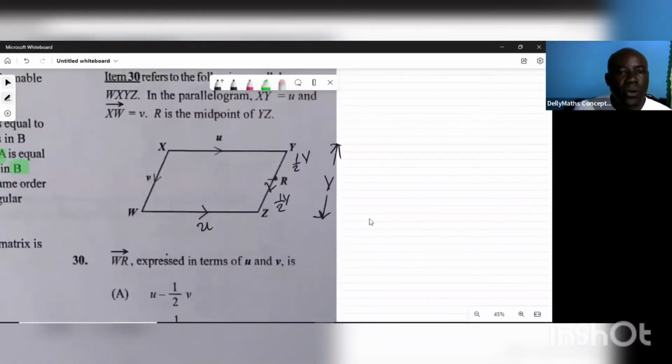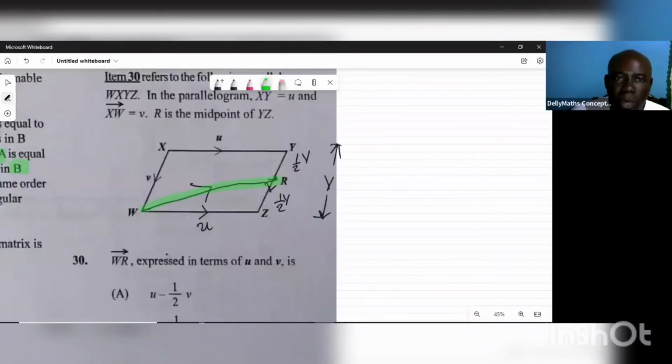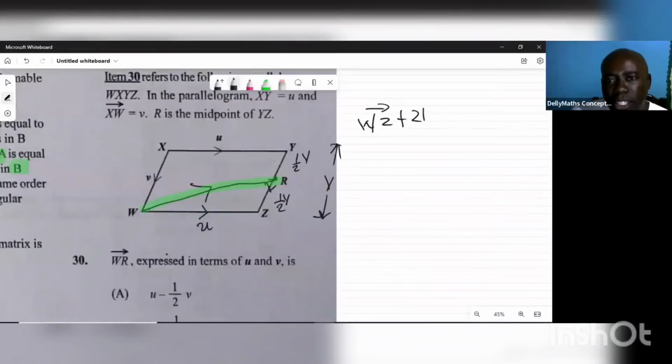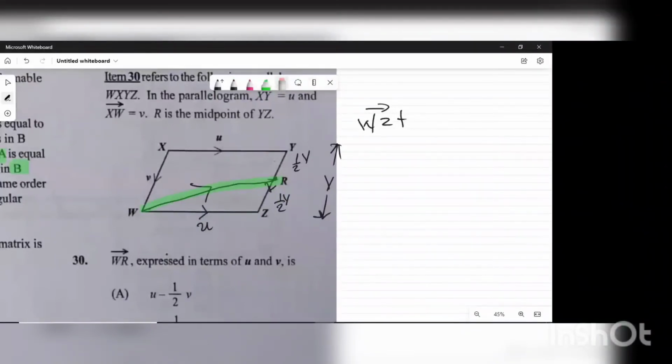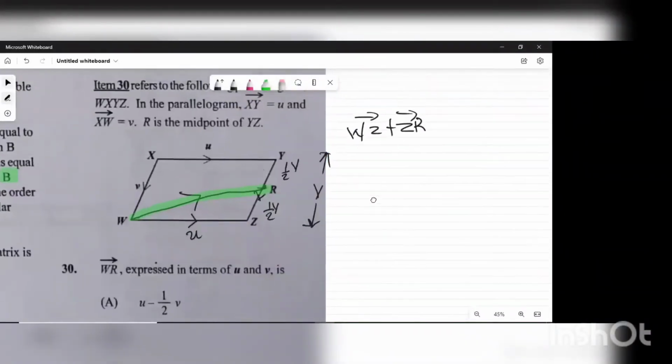Express WR. So we're moving from W to R. If you're moving from W to R, this is our route. W to Z first. Excellent work. So we want to move from W to Z, and then move from Z to R. Let me write the Z better. W to Z, and then from Z to R. Sounding good.